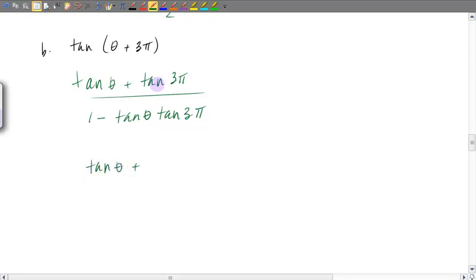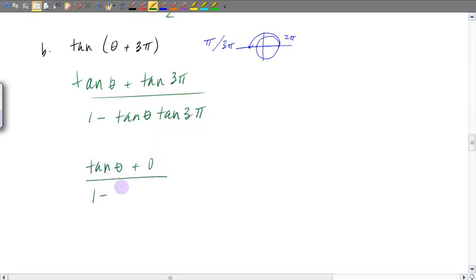And what do you think the tangent of 3 pi is? Well, let's think about that for a second. If I start here and I go all the way around the circle, that's 2 pi. And if I keep going around, that's 3 pi, isn't it? Which is the same thing as pi. So in other words, the tangent of pi is going to just be 0.